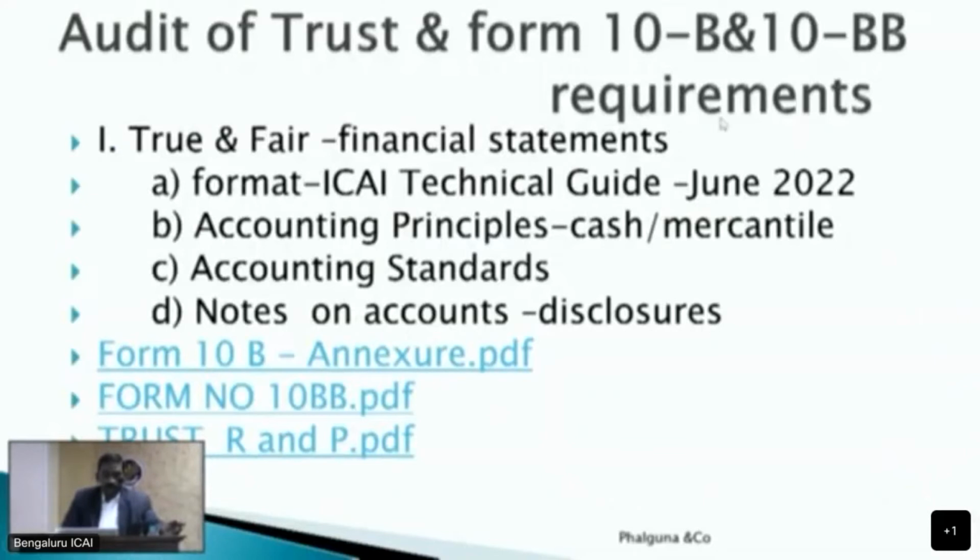explain the provisions. First of all, Section 10B or 10BB talks about true and fair. So your financial statements must be true and fair. The Institute has said that if there is a small commercial activity, either incidental business or some other thing, accounting standards will apply. Auditing standards will apply whether it is commercial or not.